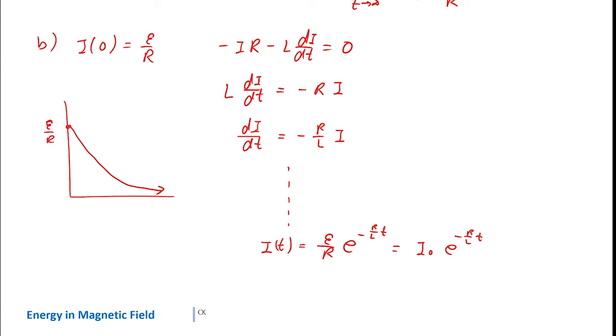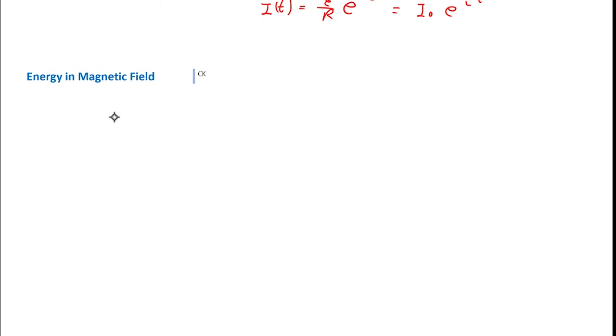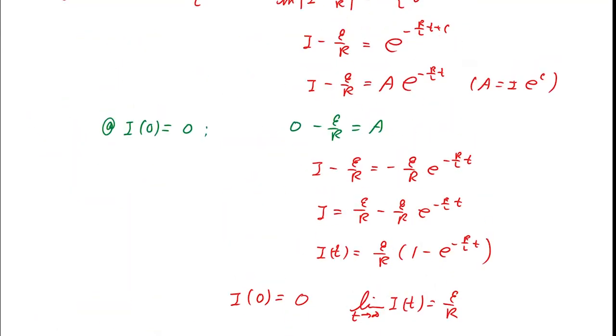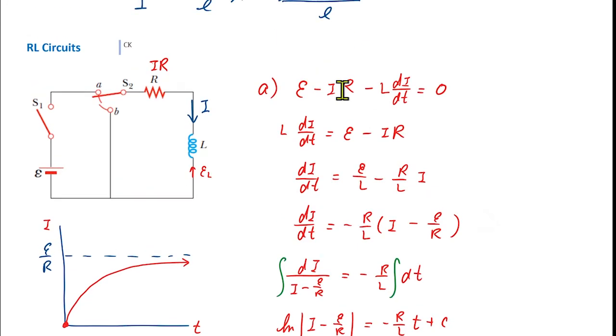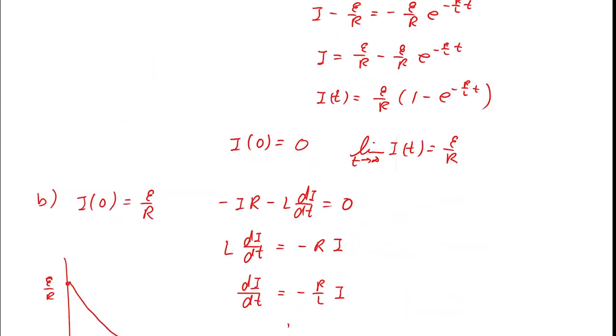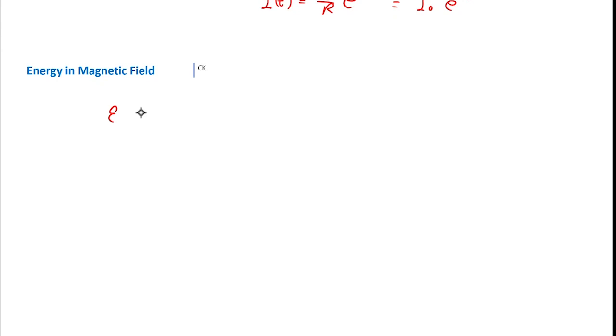Good. Now let's talk about the energy in the magnetic field. From our differential equation up here, let's put these two to the other side. So we have E is equal to I R plus L dI dt. Good. Let's multiply both sides by I. So what we have is I here, I squared here, and then I here.